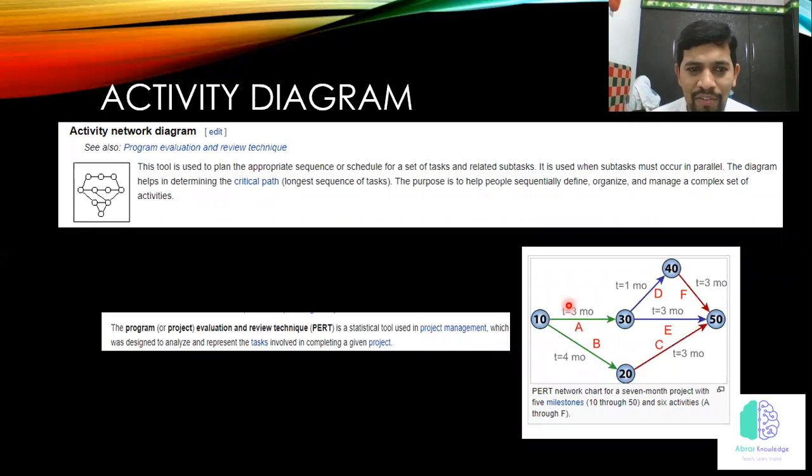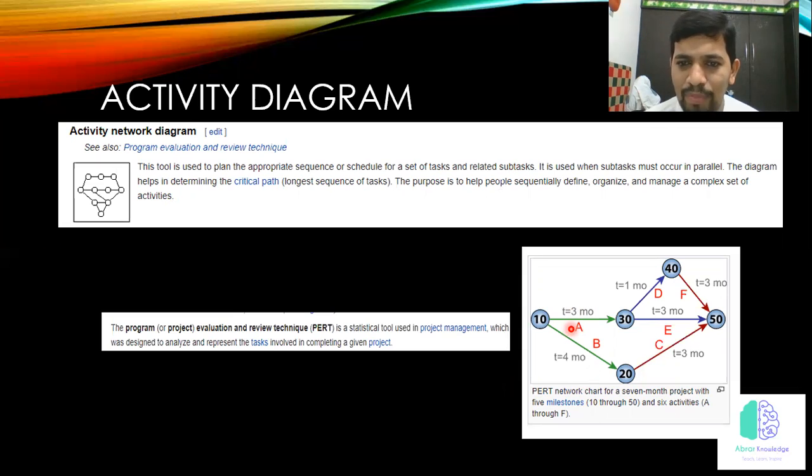Activity diagram. This tool is used to plan the appropriate sequence or schedule for a set of tasks. How many tasks can be done in parallel, how many tasks can be done sequentially, and so on. It is used when subtasks must occur in parallel. The diagram helps in determining the critical path. So the critical path, you all know, this is one diagram of a critical path. What is the longest sequence of tasks? In this one, the longest sequence of tasks is 50 days. In the 50 days, all these actions are taking place.